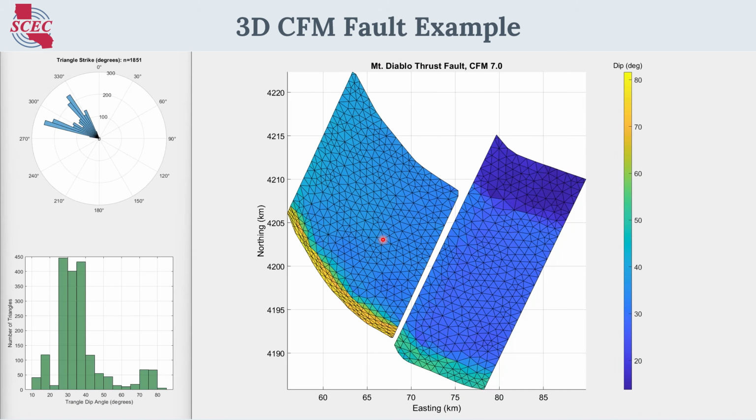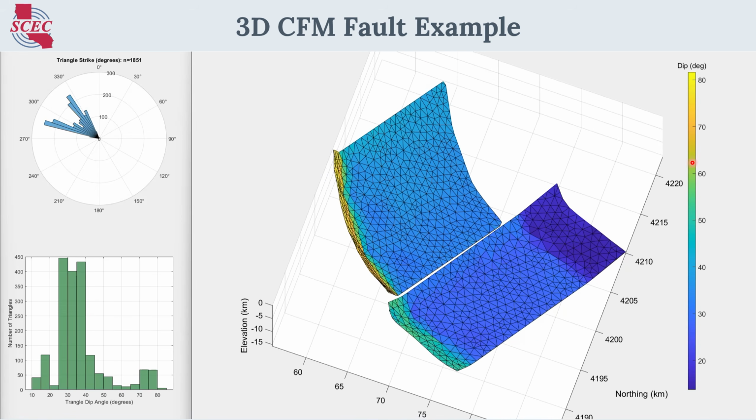Okay, so I keep telling you that the CFM is three-dimensional, but I haven't actually shown it to you. So let me run this animation. This is a MATLAB generated animation, and this script is publicly available on the CFM homepage. So let's watch it. It should go. Notice that this is the Mount Diablo thrust. Now it's going. And all the triangles are shaded by the dip angle over here.